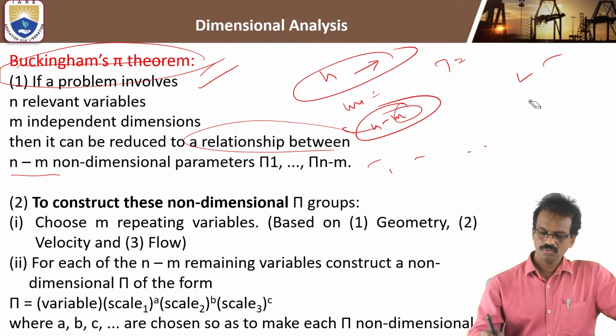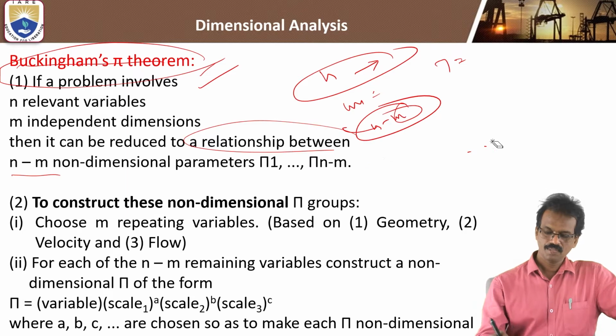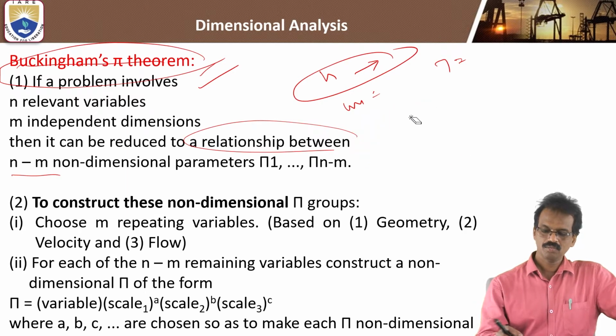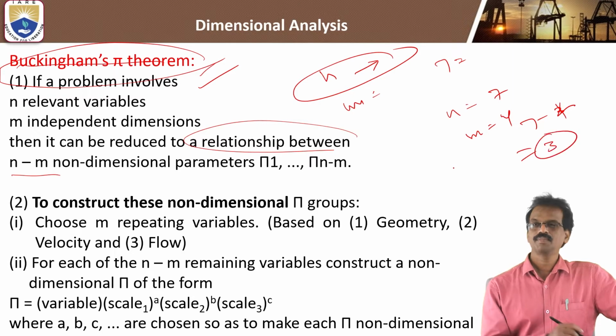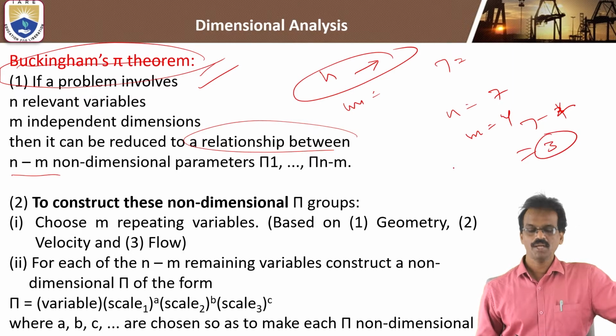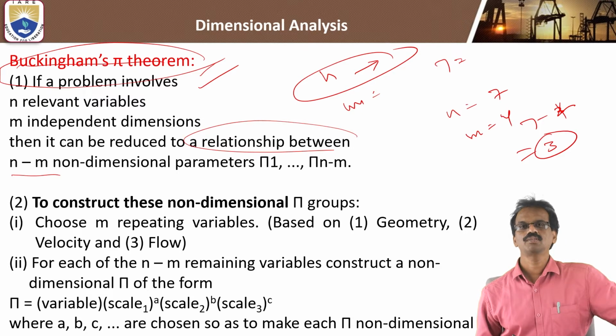Suppose n is equal to 7 and m is equal to 4, then 7 minus 4 is 3. So 3 pi terms are there: pi 1, pi 2, pi 3. So 3 relations we have to find out.